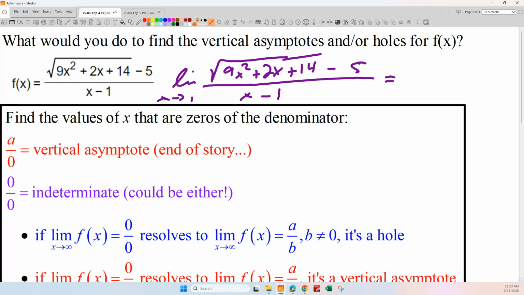Okay, but what if it weren't? What if that was like a plus 13 or something under the radical? Then I wouldn't have to do any fancy math. I would just be done. I would know I get a number divided by 0, and so it's a vertical asymptote. Okay, make sense? I'm not going to go through the whole process of doing that, but this is one where we would have to use that rationalizing technique, okay, that we spent a lot of time on previously.